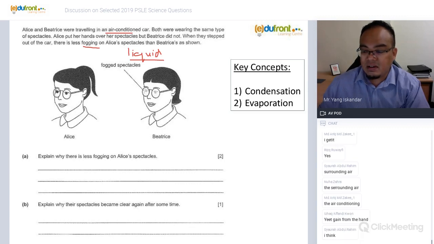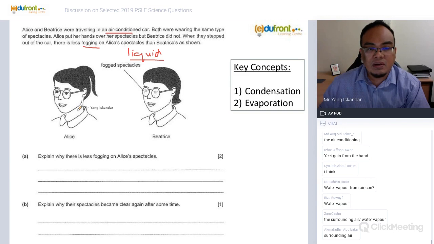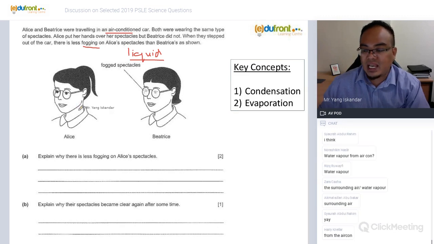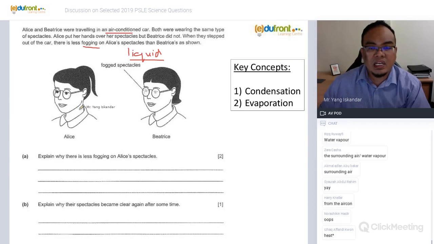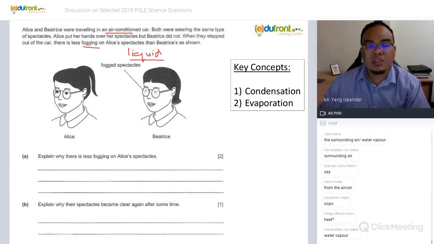From the surrounding air. Okay, very good. Not the air conditioning. So we say from the surrounding air. What do we call the surrounding air? Water vapor. Very good, Zara. You mentioned water vapor, right? So we know that water vapor is a gas, and this fog is a liquid.